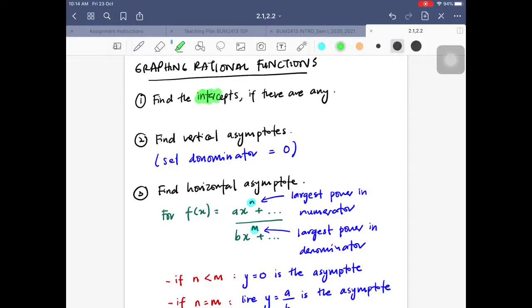Okay, step number one is we're going to find the intercepts. So the x-intercept, y-intercept, if the intercepts actually exist. So you have to find them.